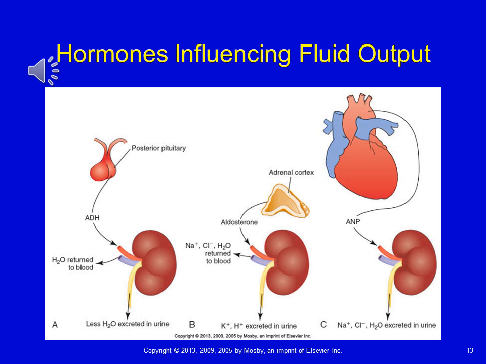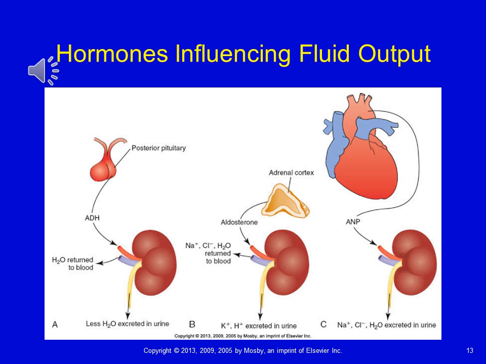ADH levels decrease if body fluids become too dilute. This allows more water to be excreted in urine, creating a larger volume of dilute urine and concentrating the body fluids back to normal osmolality. For example, ethyl alcohol decreases ADH release, which causes people to urinate frequently when they drink alcoholic beverages.